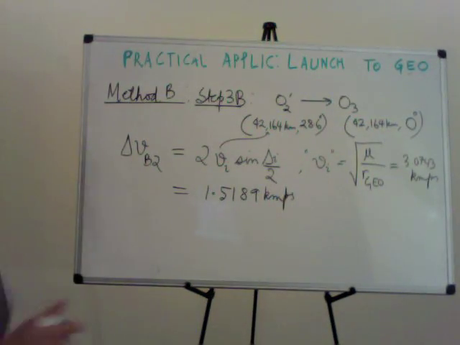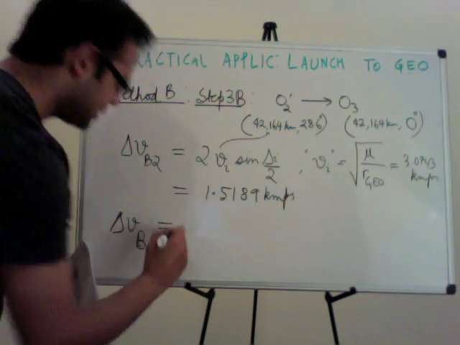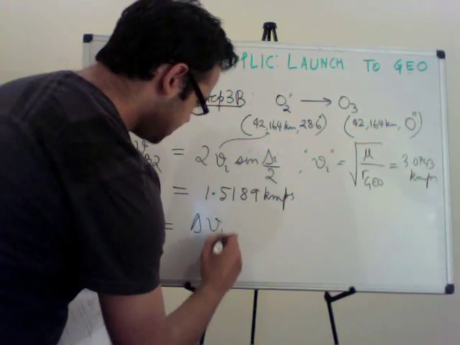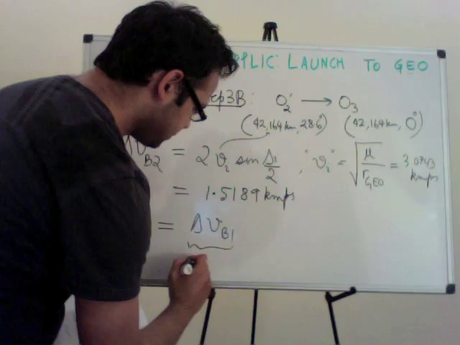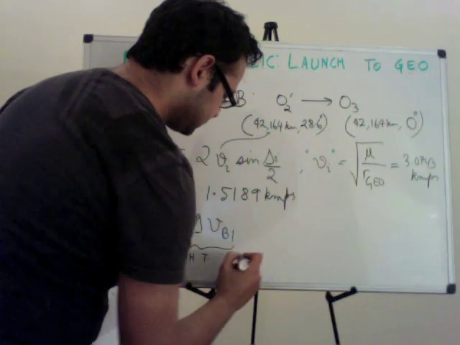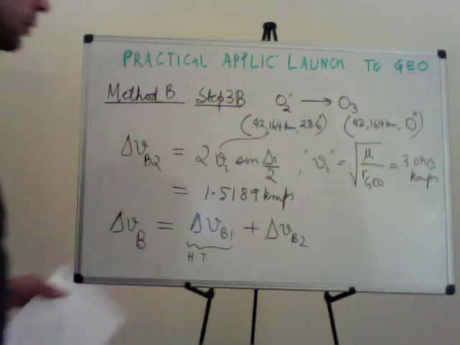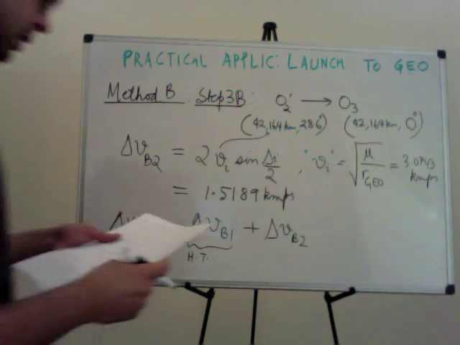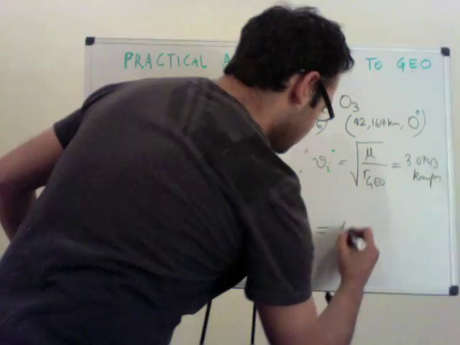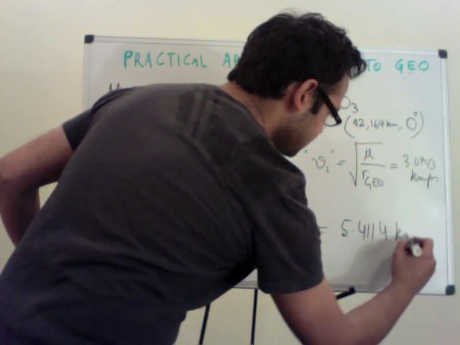Okay, and therefore to finish off, total delta V for method B is delta V B1, which is the Hohmann transfer, consists of those two steps, plus delta V B2, which is the plane change right here, and this is 5.4114 kilometers per second.